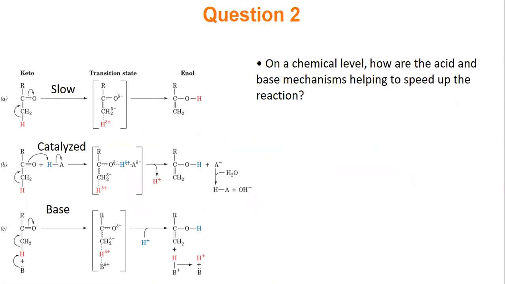And so for this lecture, I'll probably answer most of the questions just because we're a little bit behind and we're running out of time to catch up. So we talked about this on Wednesday, but on a chemical level, how are the acid and base mechanisms helping to speed up the reaction? And really, this is every enzyme. They will stabilize the transition state.